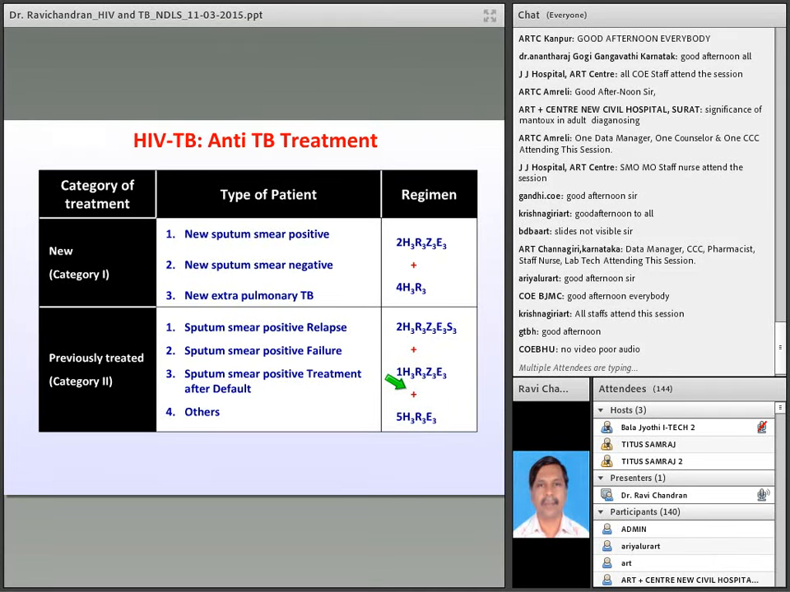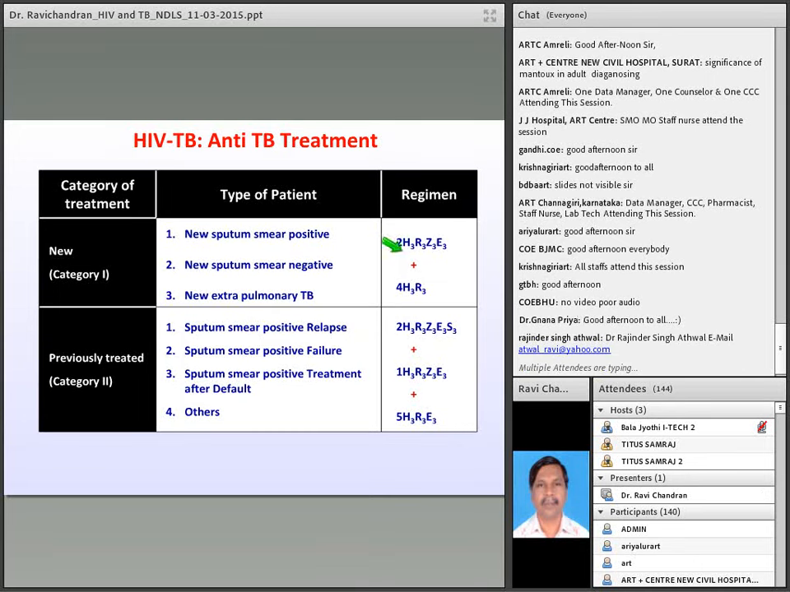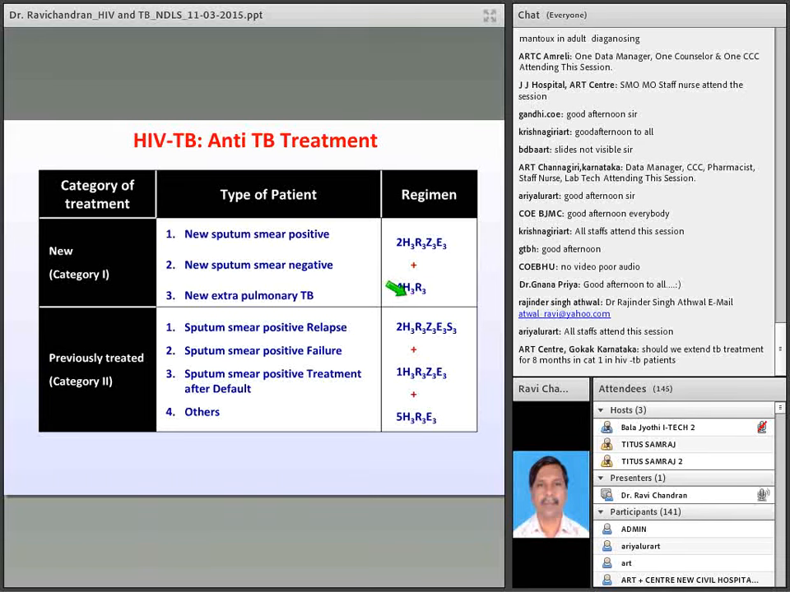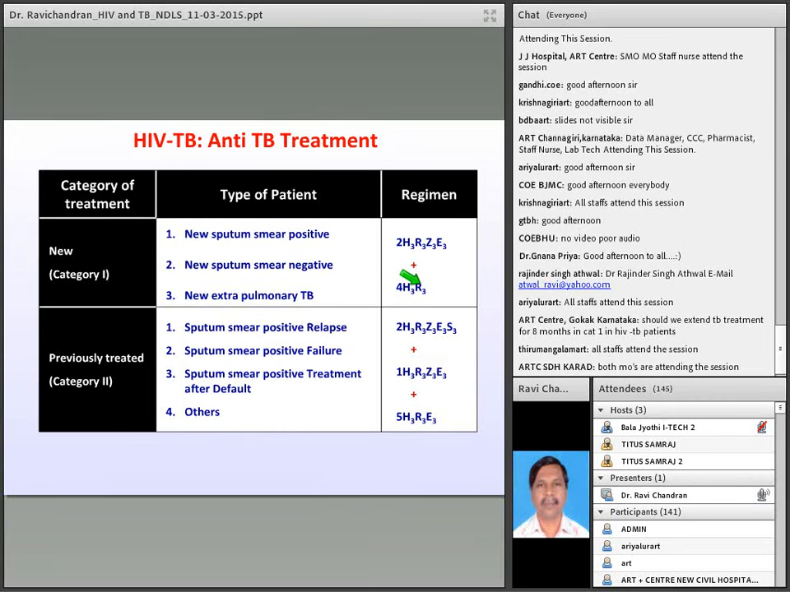In the intensive phase, we give INH, rifampicin, pyrazinamide and ethambutol 3 times a week, totally for 2 months. In the maintenance phase, we give only 2 drugs, INH and rifampicin, each 3 times a week for totally 4 months. This together constitutes category 1. This is the treatment regimen for category 1.